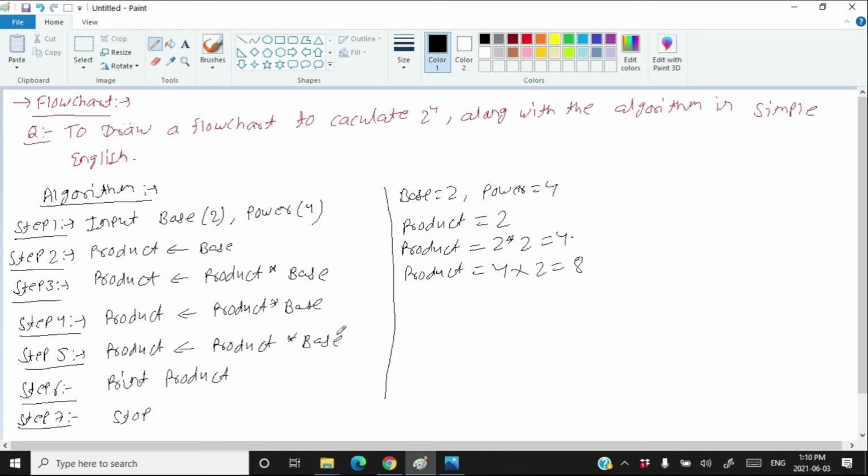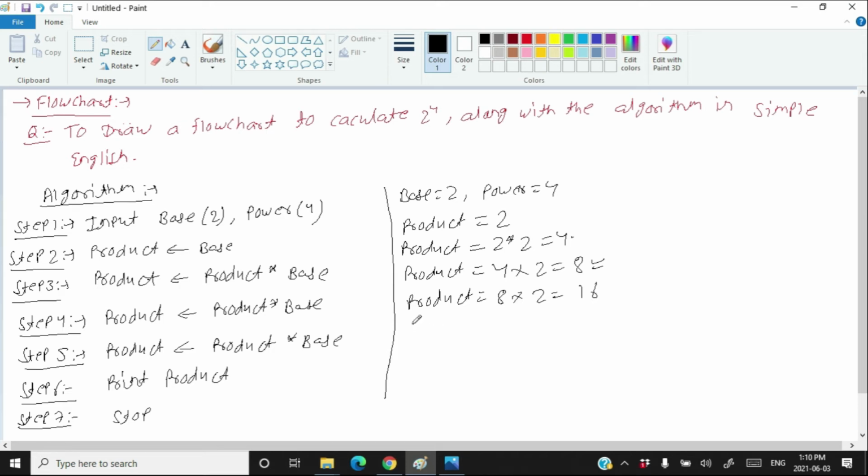Then we are at step number 5. Product. What is the current value of product now? The current value of product is 8 now. So 8 multiplied by base, that is 2. That is 16. Okay, so we are done.